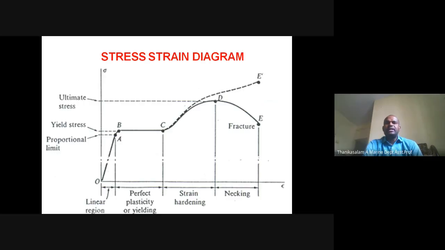This is the stress-strain diagram. There are points O to A, B, B to C, C to D, D to E. Here the x-axis is taken as strain, and the y-axis is stress. O to A is the linear region, that means strain is directly proportional to stress.